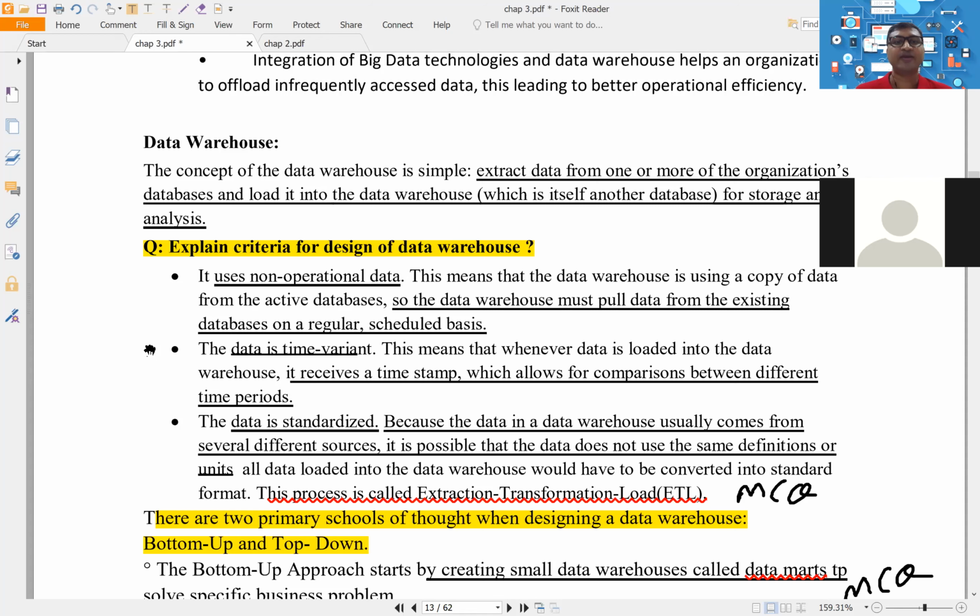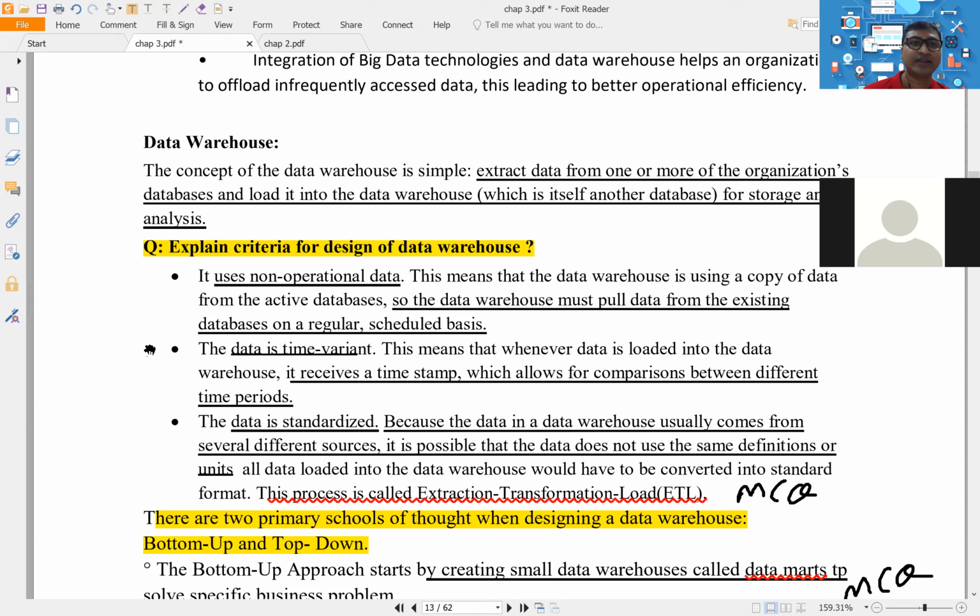Second, time variant. Whenever you extract the data from the databases, you should always put date and time. When you put the date and time when you extracted the data, it will help you for comparisons. And the third, data is standardized. I told you that when you extract the data from the different databases, it has to be in the same format. Now these are the three important criteria.